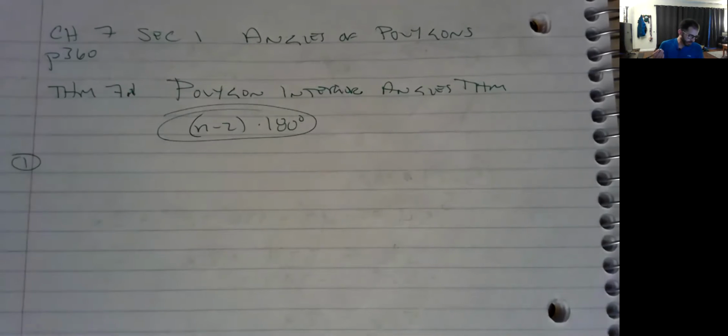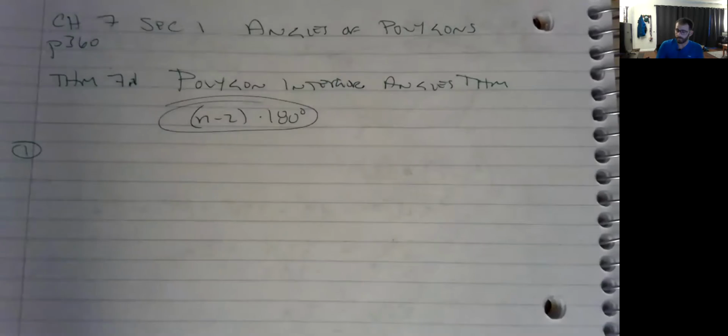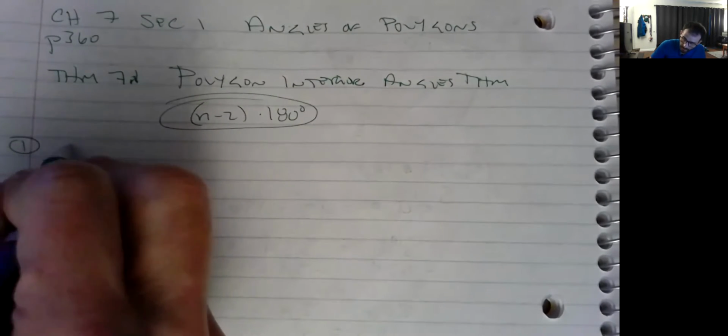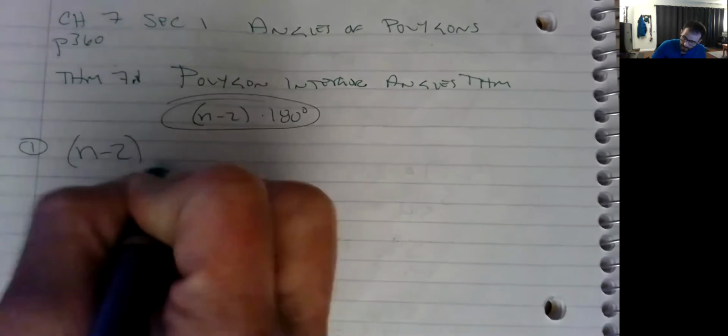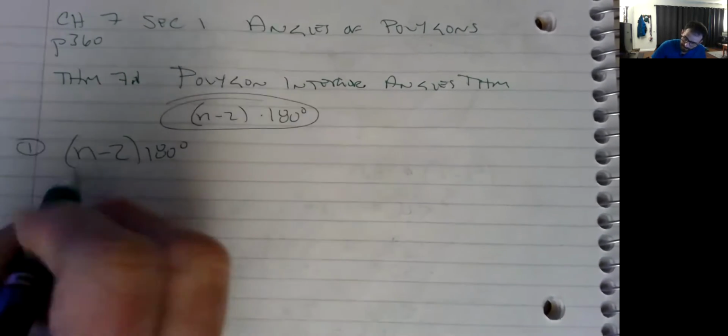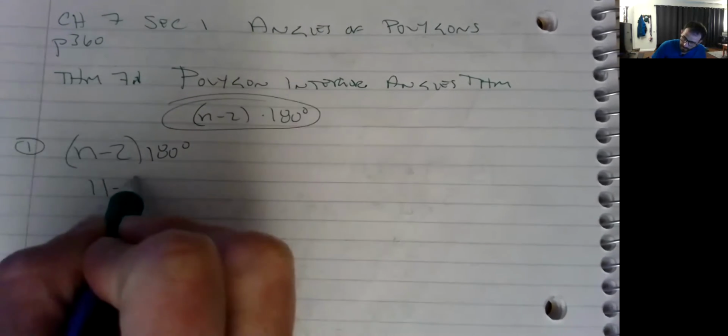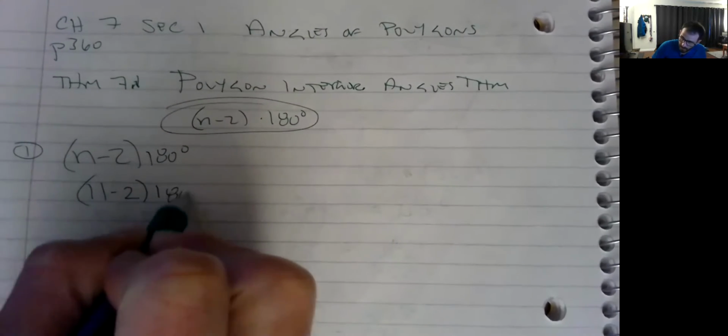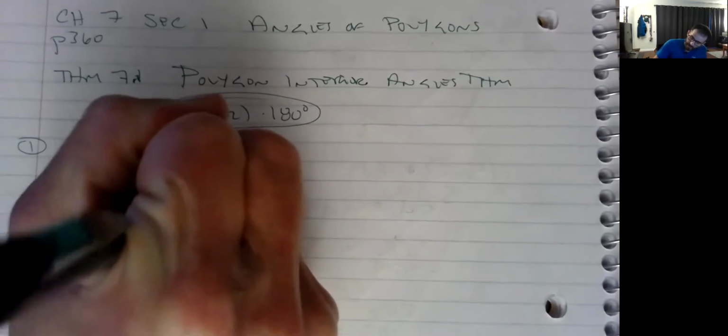Here we have a coin with 11 sides. We want to know the sum of the interior angles. So we are just plugging 11 into our formula. 11 is your number of sides. We're going to take away 2, and then we're going to multiply by 180. 9 times 180.